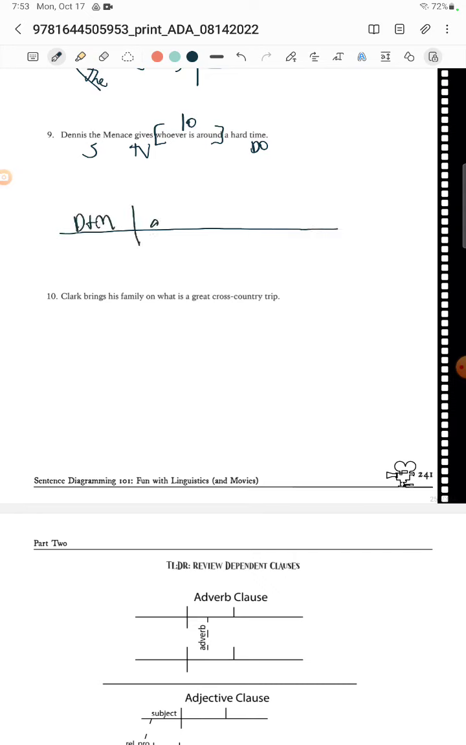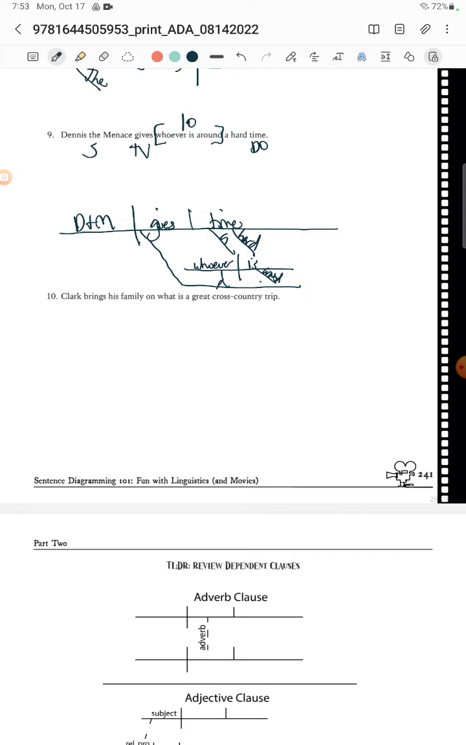All right, Dennis the Menace gives... And he gives a time, right? What kind of time? A time and a hard time. I should have given myself more room because I need an indirect object spot that can go on a line. So I'm going to say whoever is, and then is around is where. And then adverbing, right? And that whole thing is my indirect object. All right, I squeaked it in.